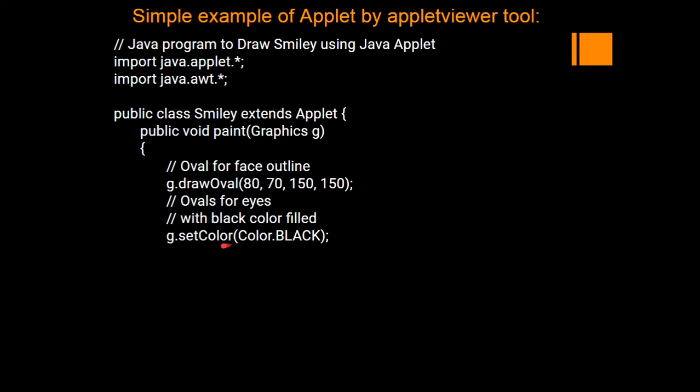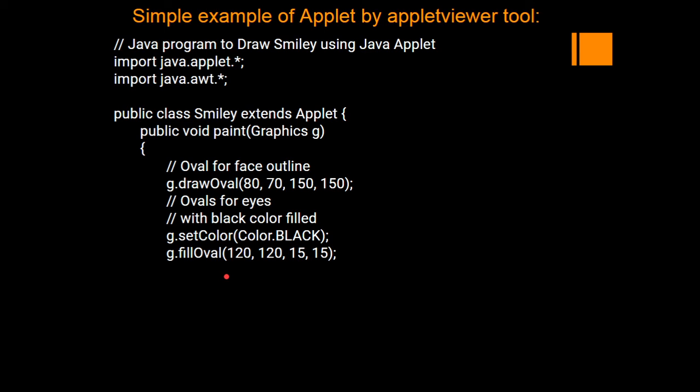This setColor function will set a color. We can give any color as we wish. Now the color here is black. We can give white or red or yellow, whatever color you want. So we have to give the value here, the variable Color.black, and now we have to draw the ovals, that is, the eyes.